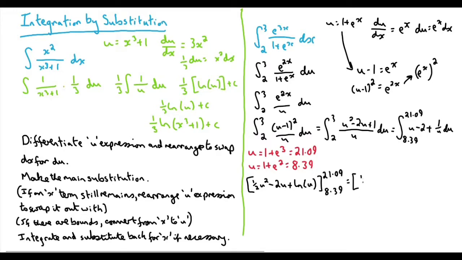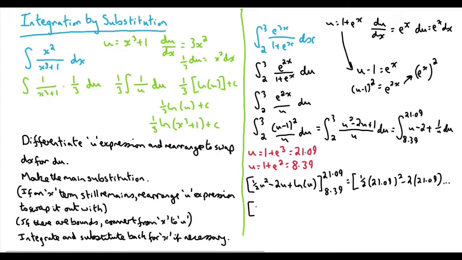However, if you would prefer not to now be substituting with these decimals, because this would then become like half 21.09 squared minus 2, 21.09 and so forth, then you have to do it again with the 8.39. If you prefer not to do that, we can just substitute now back into x like we did over here. It's not as optional here, because if you are keeping the u bounds, that will account for everything.